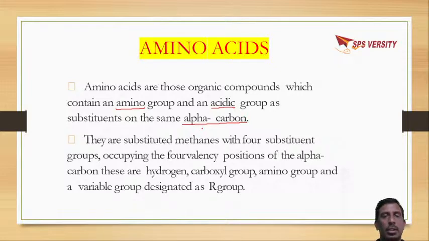In chemical terms, they are substituted methanes with 4 substituent groups occupying the 4 valencies. The alpha carbon has hydrogen, a carboxylic group, an amino group and the functional group R attached. इसको क्या बोलते हैं कि alpha amino acids.